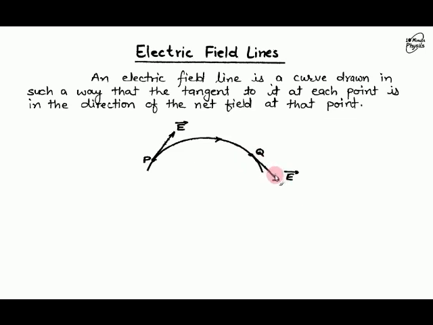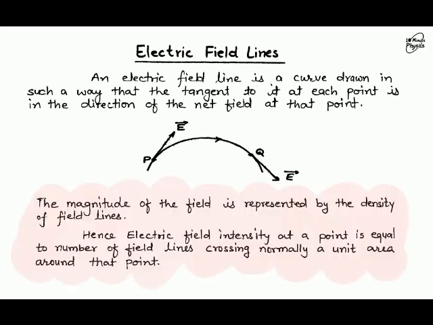Now electric field lines mean what? Electric field lines are the curves which give the visualization of the electric field. If I ask you to draw the electric field, how will you draw? With the help of electric field lines. Electric field is represented by electric field lines which are in the form of curves. These electric field lines are such that if I draw a tangent at any point, that tangent shows the direction of the electric field.